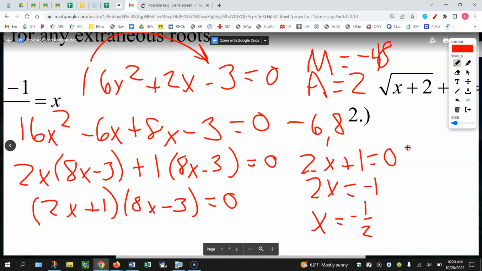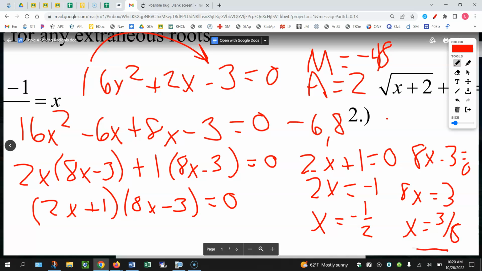And this other one, we're going to take that 8x minus 3, set it equal to 0. I'm running out of room and I can't squeeze it. Okay. Add 3 to both sides. Again, apologize about the handwriting. Divide by 8, x equals 3/8. So we have these two solutions.